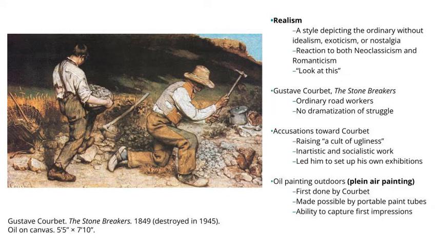So right here we have Courbet. Gustave Courbet's The Stonebreakers. This depicts ordinary road workers. There's no real dramatization of the struggle. It's just a depiction of the day-to-day life and basically just the mundane. There were many accusations made towards Courbet, saying that he was raising a cult of ugliness, or that his work was inartistic or even socialistic. And also, this led him to not be able to exhibit the way that other artists were exhibiting, but have to set up his own exhibitions.